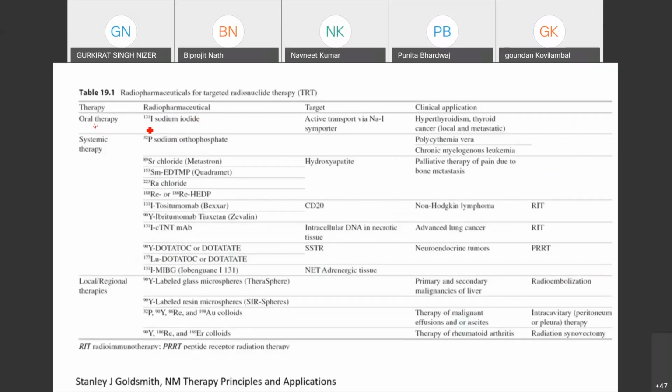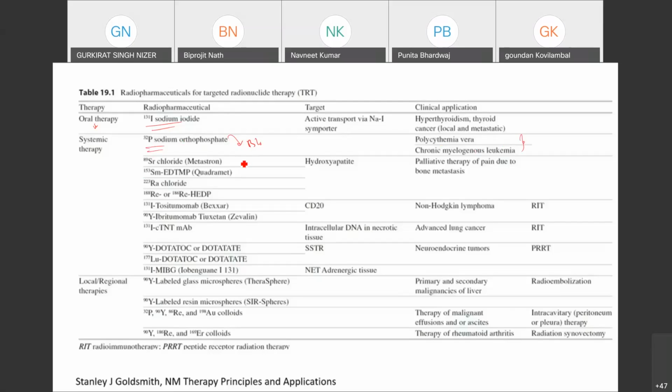And the way it enters inside the follicular cells is by means of active transport via the sodium iodide importing proteins. And apart from these, we also use P32 sodium orthophosphate, and that's used to treat a wide variety of blood-related disorders. Example, polycythemia vera or chronic myelogenous leukemia. So this P32 is being used for treating those group of diseases.